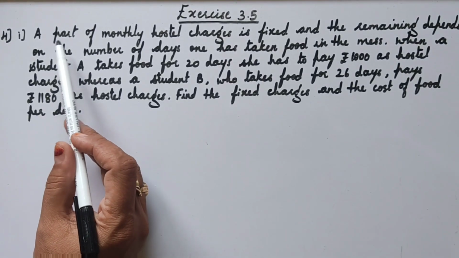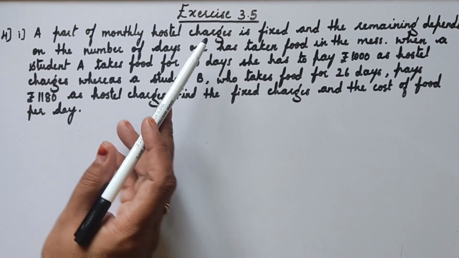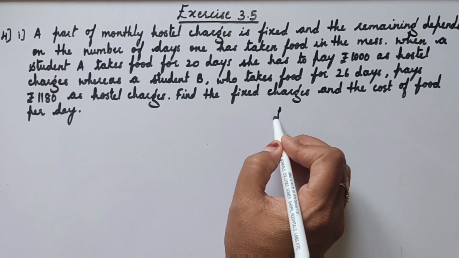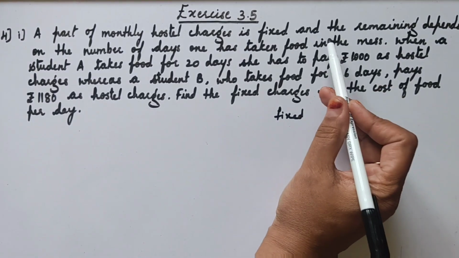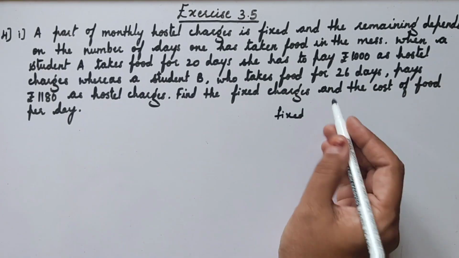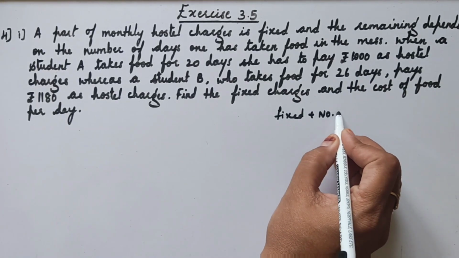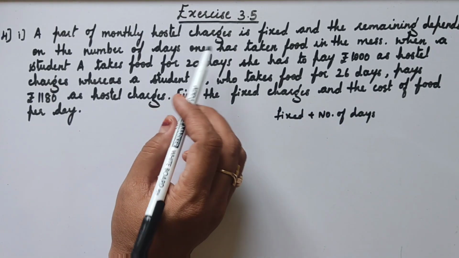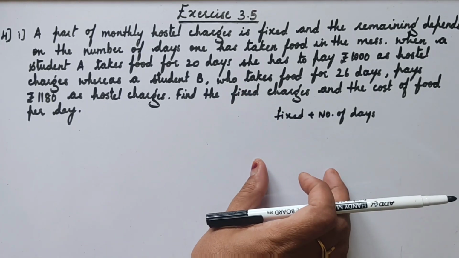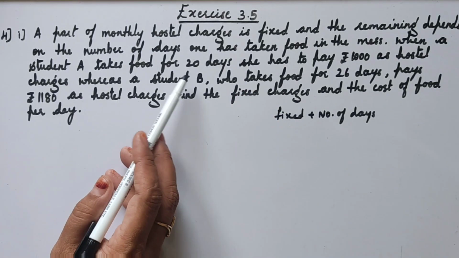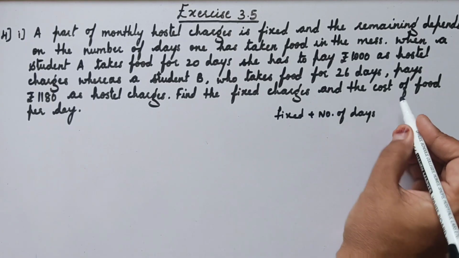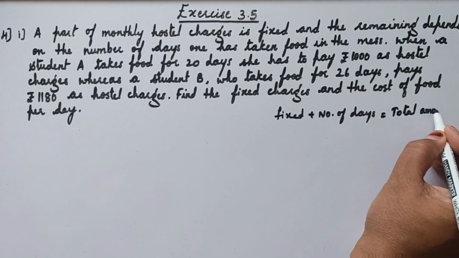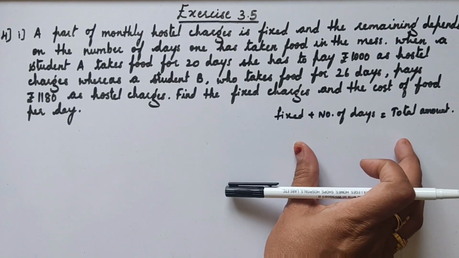Okay, a part of the monthly hostel charges is fixed, and the remaining depends on the number of days one has taken food in the mess. When student A takes food for 20 days, she has to pay 1000 rupees. So that means total amount paid. This is what you need to create a rough figure.